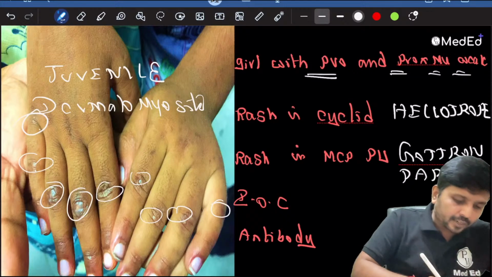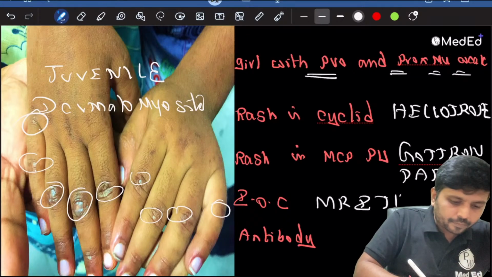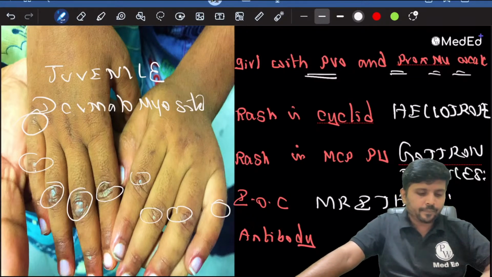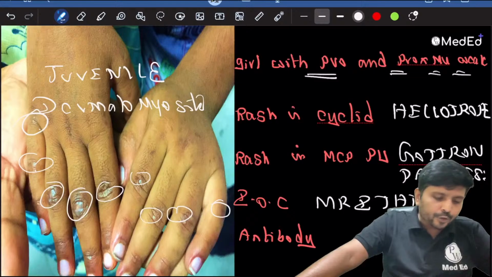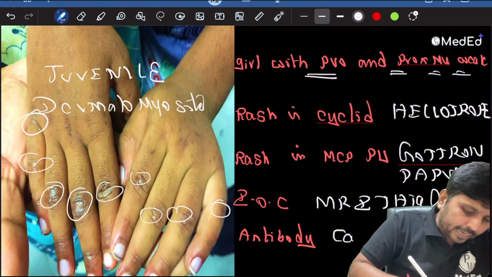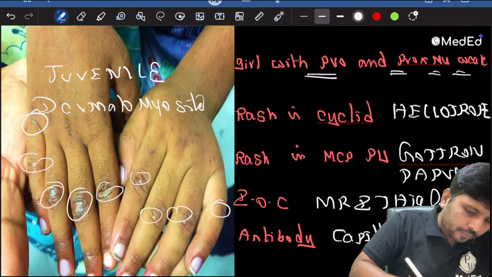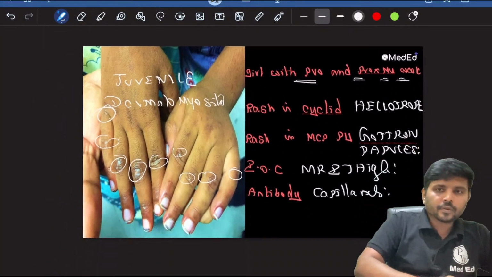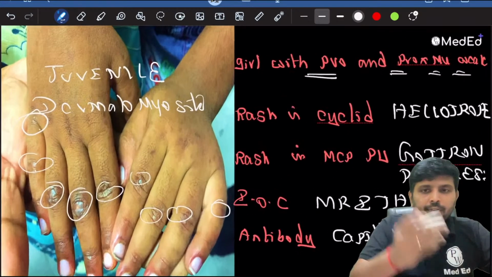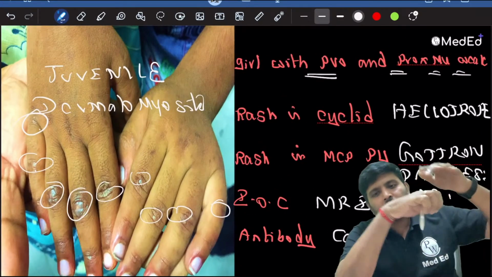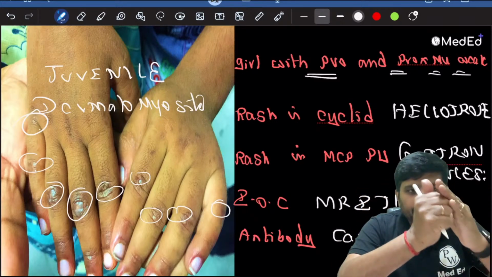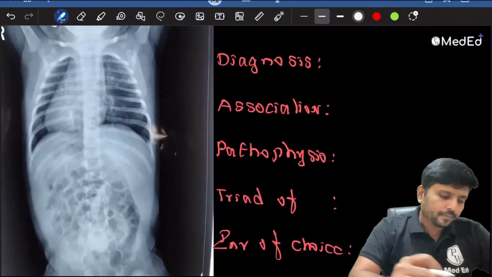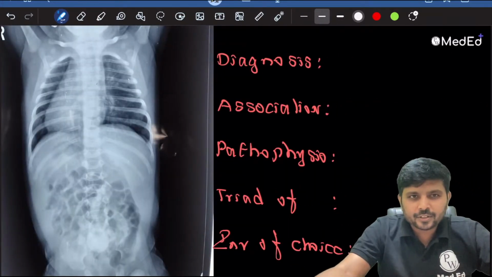So what is the investigation of choice? The current investigation of choice is MRI. And it is mainly due to what? Antibody mediated damage against capillaries. This is juvenile dermatomyositis. Heliotrope rash means eyes and Gottron papules mean knuckles. Juvenile dermatomyositis. Right?